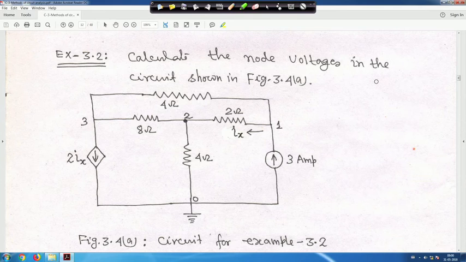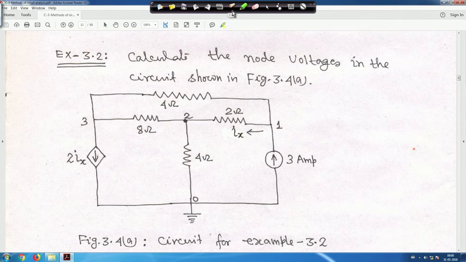Okay, so we are back again. Next we will take another example. Second example: in this case you have to calculate the node voltages in the circuit shown in figure 3.4a. In this circuit you have to find V1, V2 and V3.